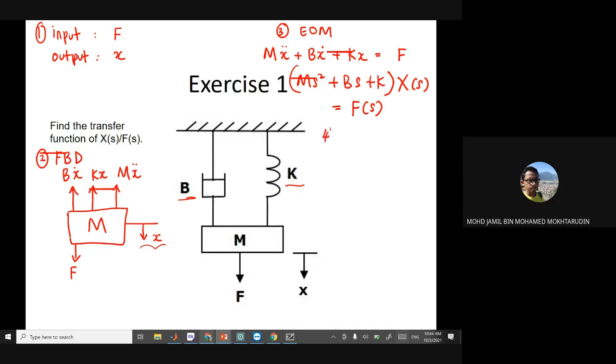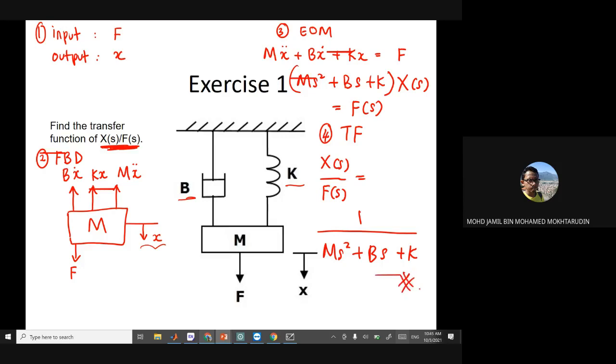Then step number 4 is to find the transfer function. So rearrange the equation to find the transfer function as the question asks. Okay. So here the question asks you to find x over f. So rearrange X(s) over F(s). So you get 1 over m s squared plus b s plus k. Okay, so that's the procedure, the method.